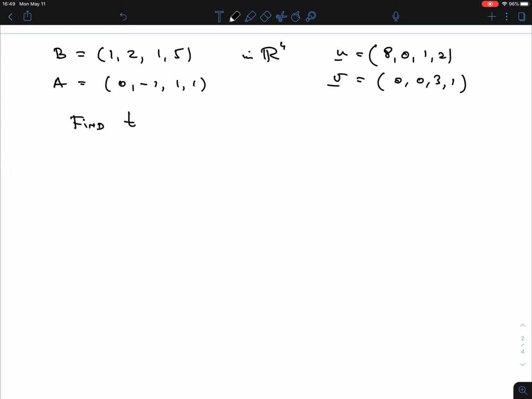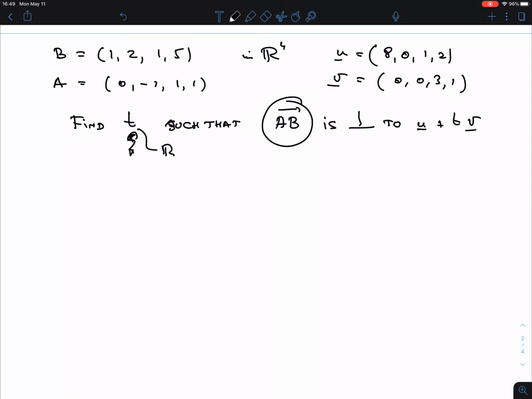And the question is this: find t, I'll explain where the t comes from, such that the vector AB is orthogonal to the vector U plus t times V. So t is a number, a real number. We have to find the t such that this vector is orthogonal to this vector. So it's about making sure that you know all the different representations of vectors and how you calculate these things. So let me give you the solution of this.